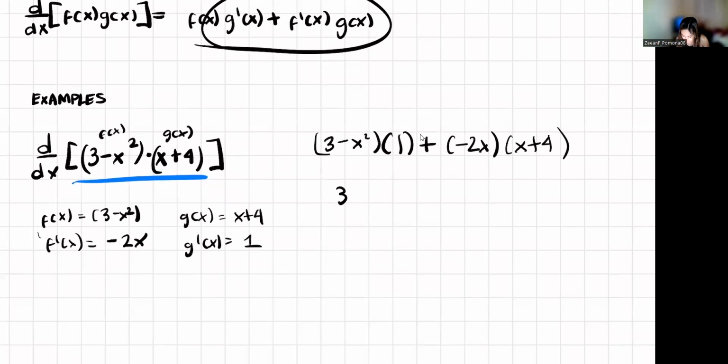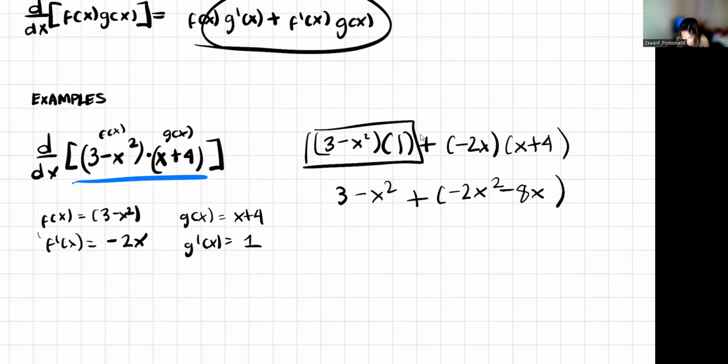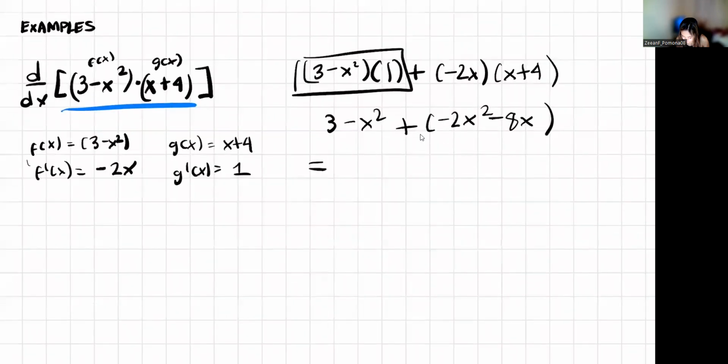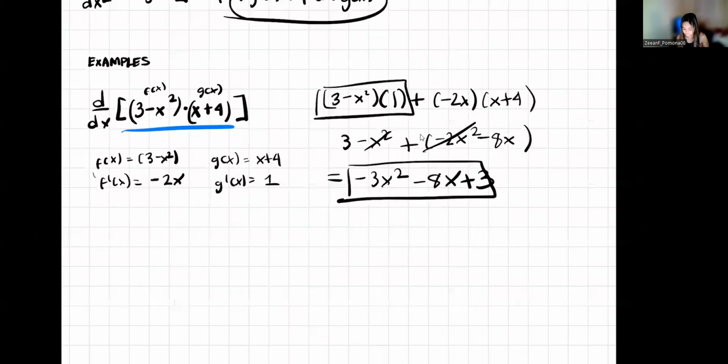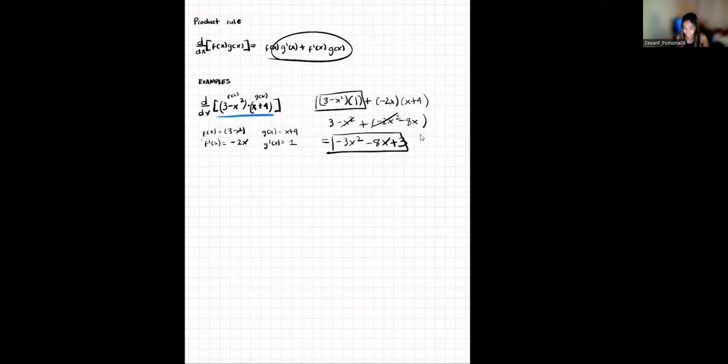So this would be 3 minus x squared plus negative 2x squared minus 8x. Okay, so then you would get, well, what is negative x squared minus 2x squared? That would be negative 3x squared, okay, minus 8x plus 3. So this would be the answer. Perfect.